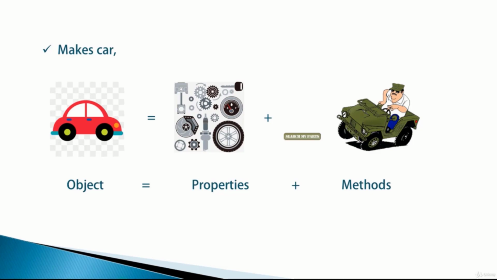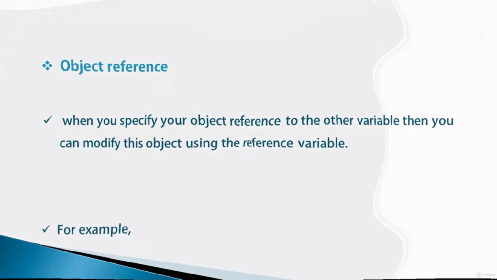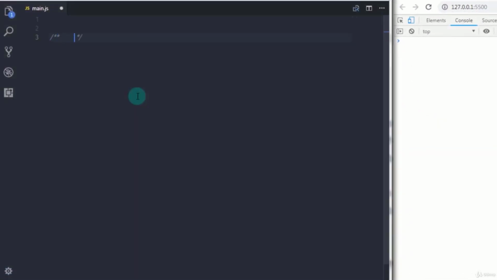Now here, I also wanted to introduce one more important topic: you can access an object anytime using a reference. It means when you assign your object reference to another variable, then you can modify this object using the reference variable. Using the example, you will understand what I want to say.